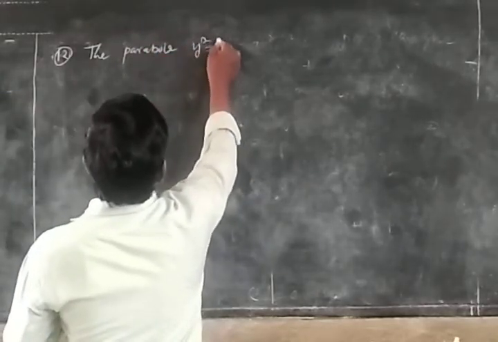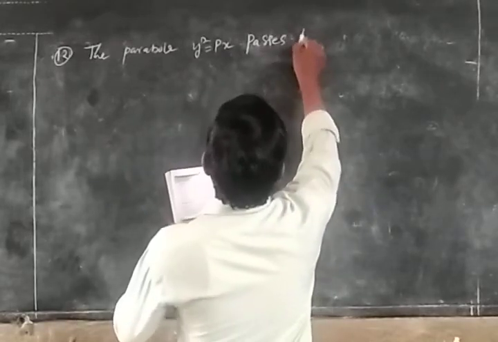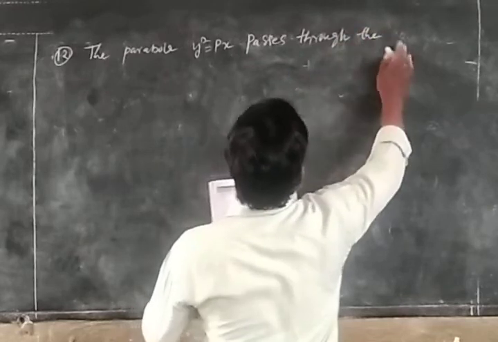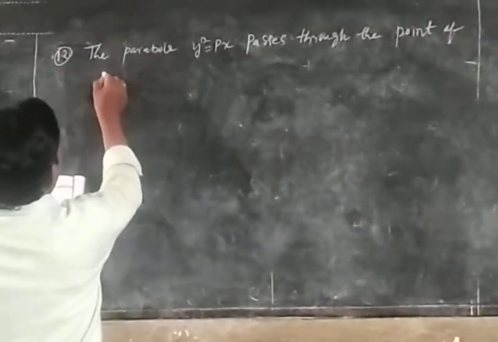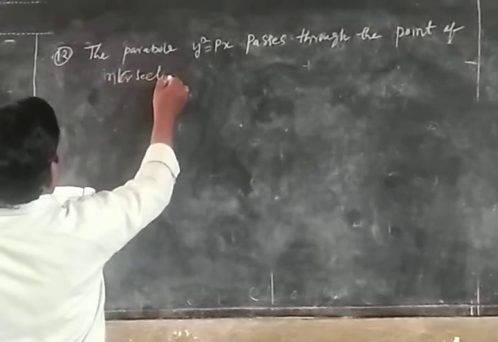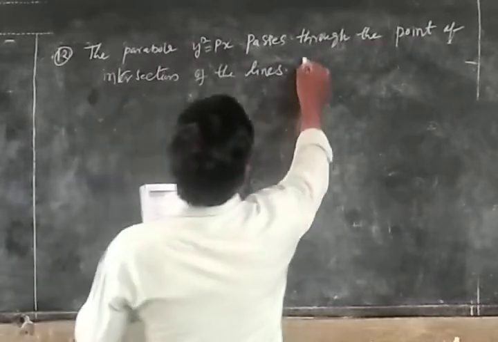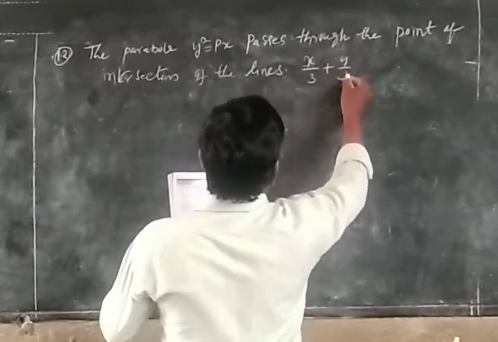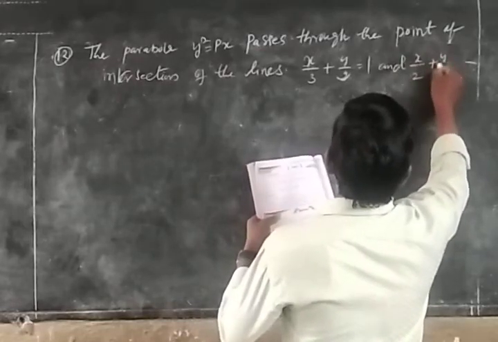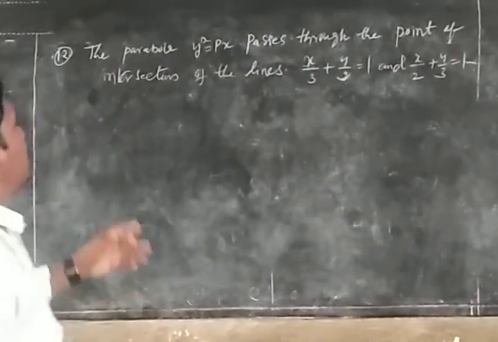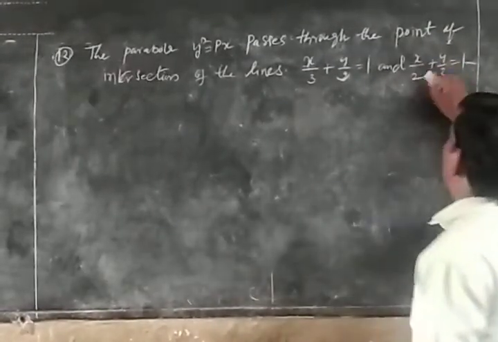The parabola y square equal to px passes through the point of intersection of the lines x by 3 plus y by 2 equal to 1 and x by 2 plus y by 3 equal to 1.